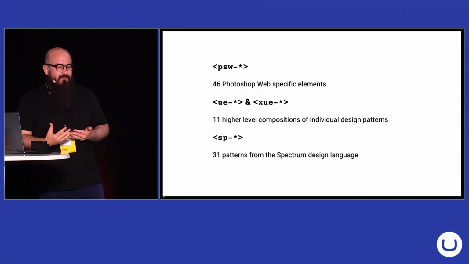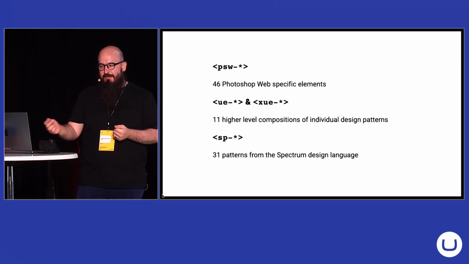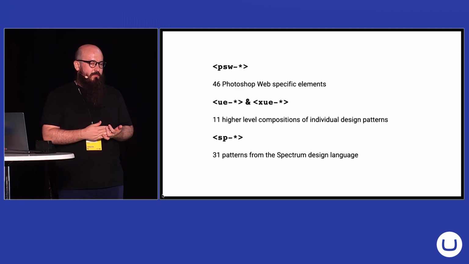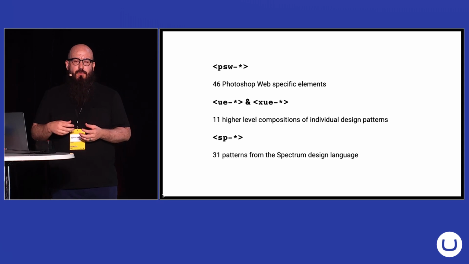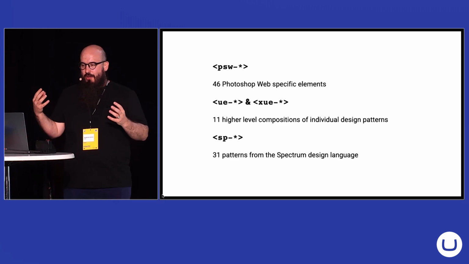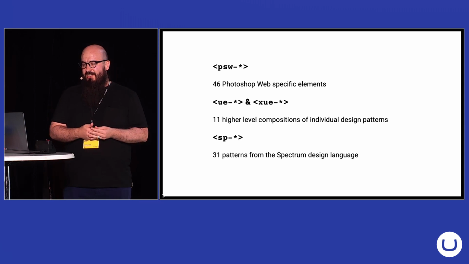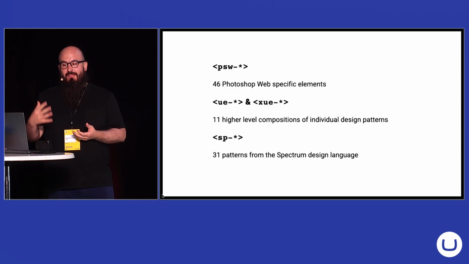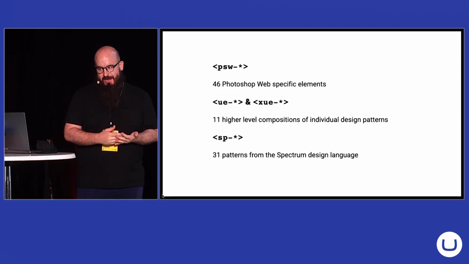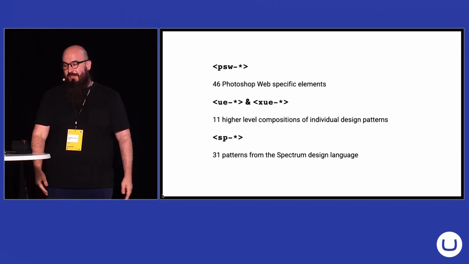So for delivering Photoshop Web-specific capabilities, there are 46 custom elements that are prefixed with the PSW- custom element prefix. These 46 components offer Photoshop-specific capabilities, like your panels and your crop and your cut sorts of interactions, and they're paired with 11 higher-level compositions of individual design patterns, as outlined by the UE- and the XUE- custom element prefix.